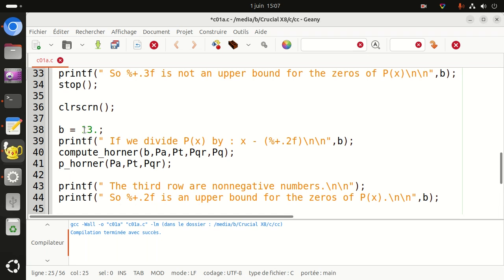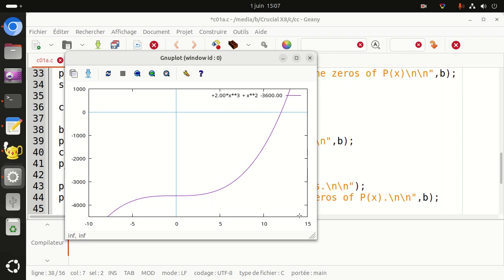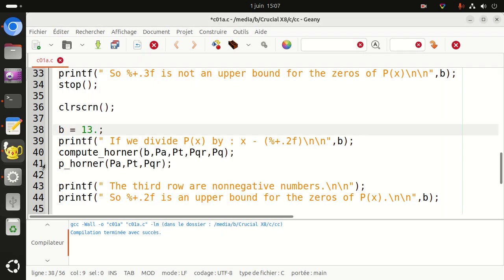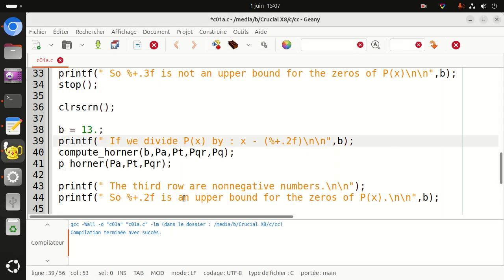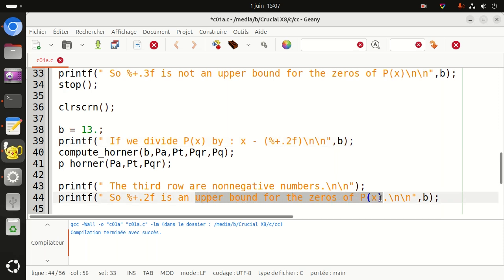In the second part, I have chosen for b 13. 13 is here. You can see on the graph that all the roots are on the left of 13. So 13 is the upper bound for the roots of p of x.